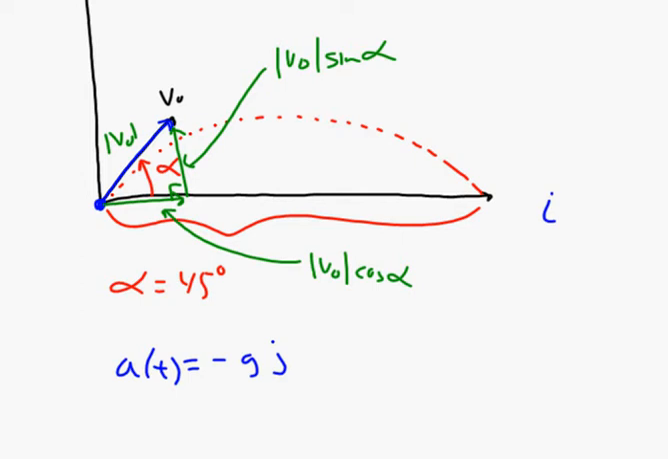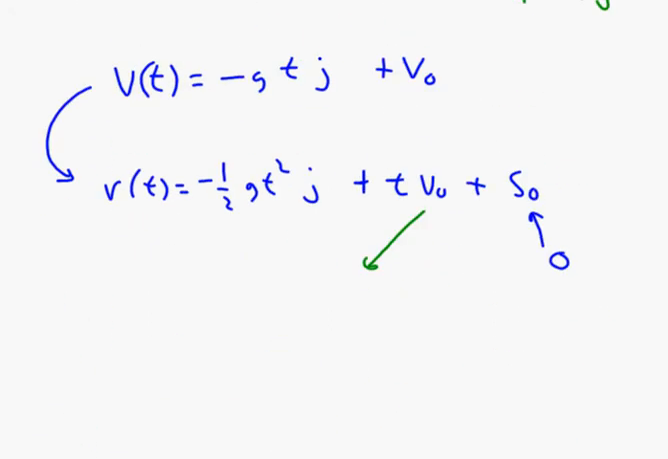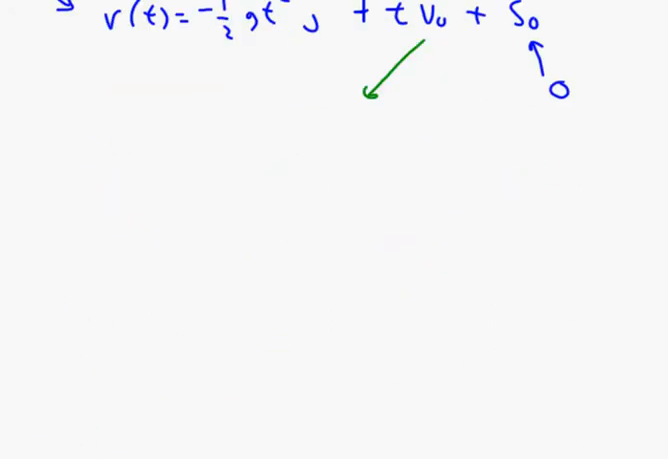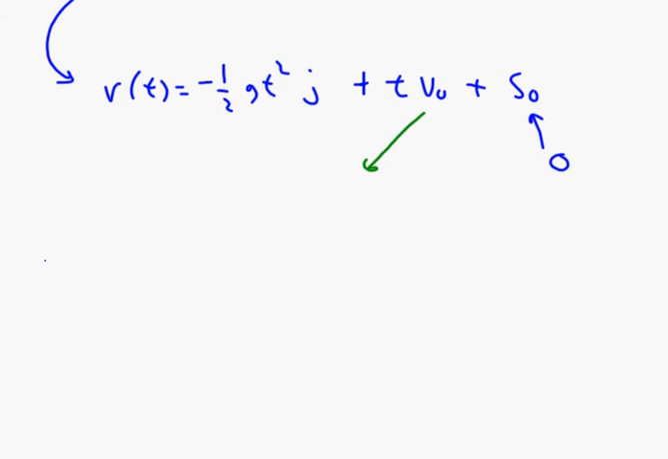Okay then. So now that we have that, that means we can write the vector V0. The vector V0 would be norm V0 cosine alpha i plus norm V0 sine alpha j. All right, so there we go. So now I'm going to take that expression and plug it in here. So R of t now is going to look like this.